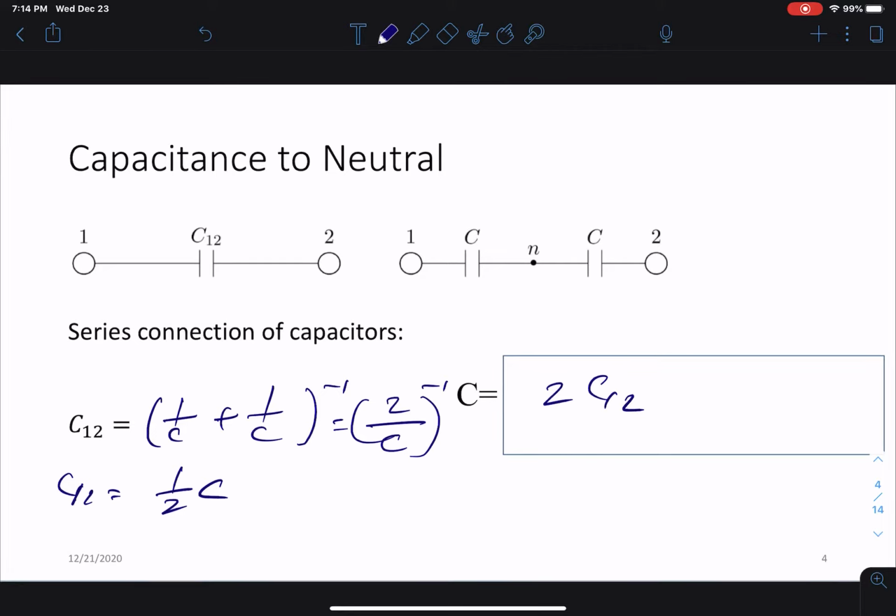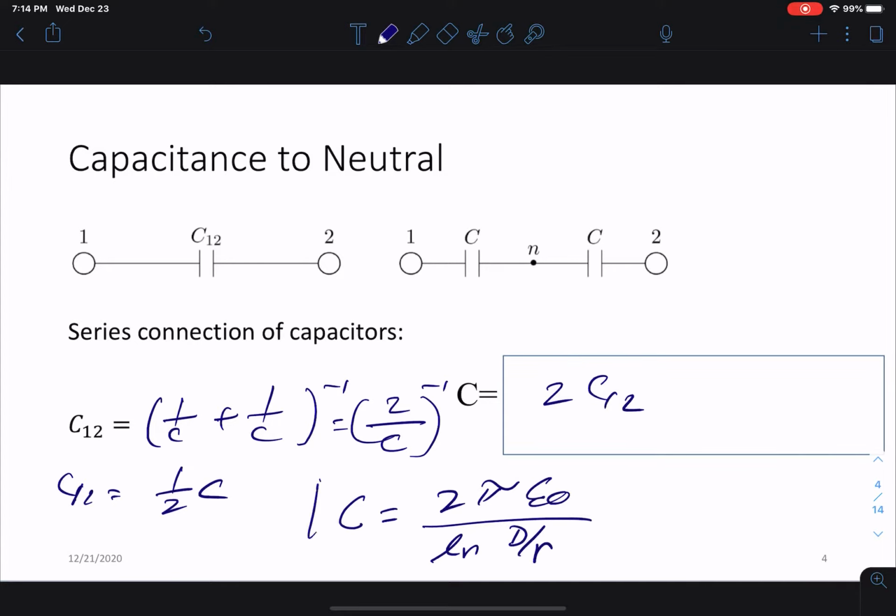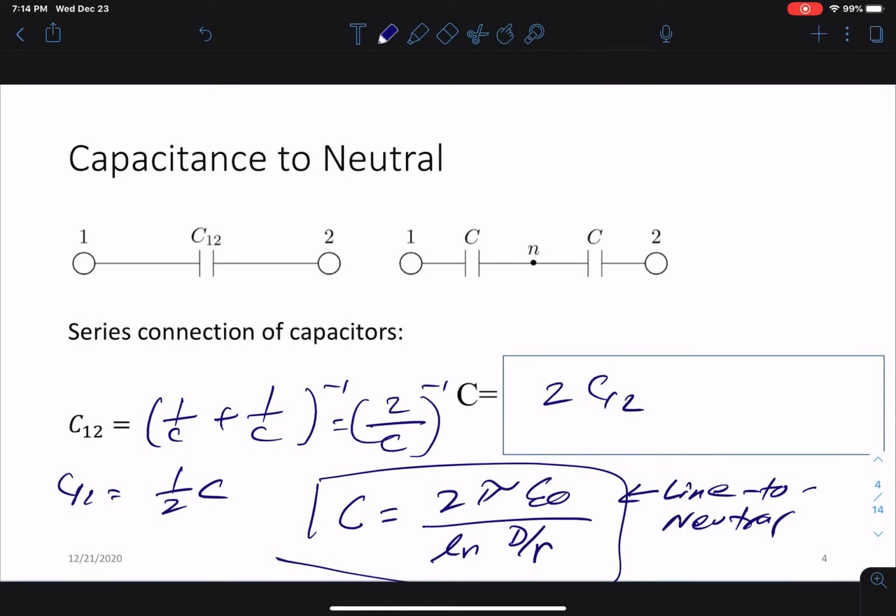So if I go back to the last equation where we found C12, and I want to find C, the line-to-neutral capacitance, that would be 2 pi epsilon 0 over the natural logarithm of d over r. So this is the line-to-neutral capacitance, and the earlier one is line to line. There are two capacitances here: one is line to line, one is line to neutral.